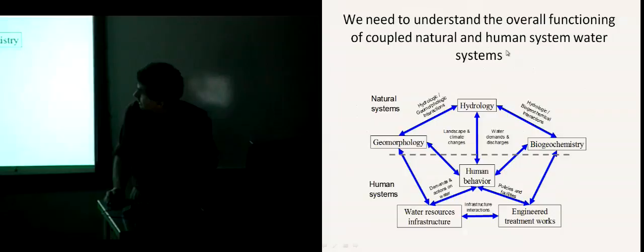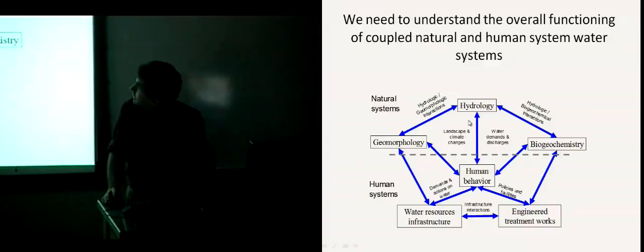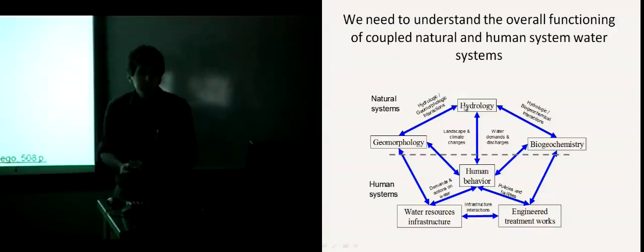So this was a slide that was actually prepared in my work on the Waters Network, but I think it's pertinent here too, in that it really summarizes a lot of what we're trying to do. We've got hydrology, geomorphology, biogeochemistry, engineering, water resources, and human behavior all interacting. And how does this all work?